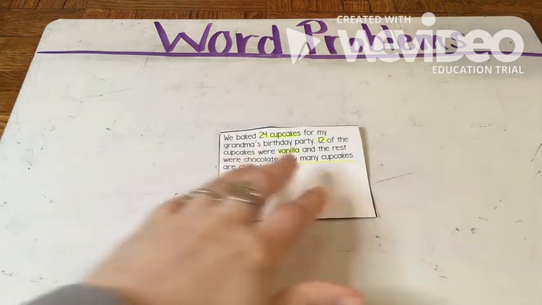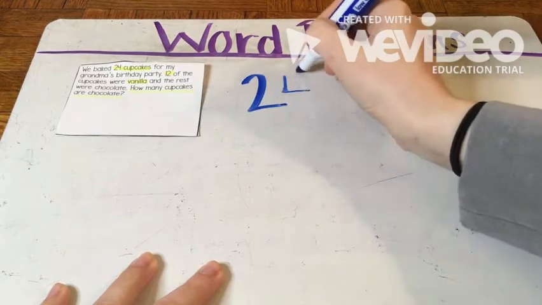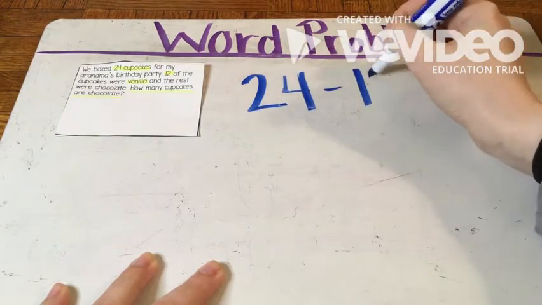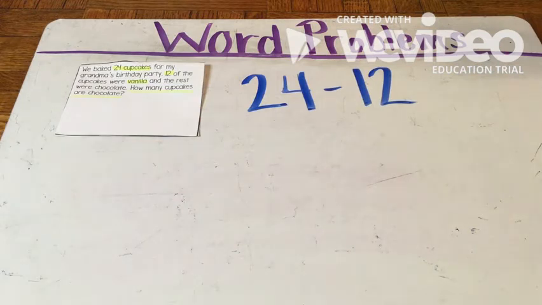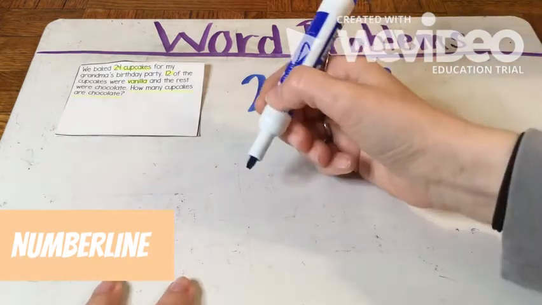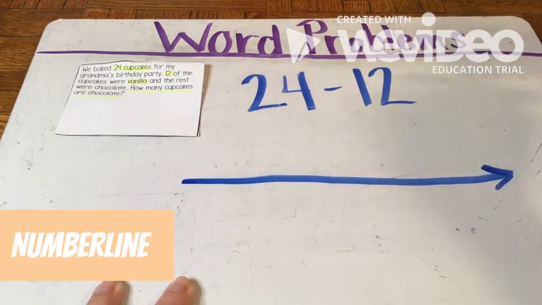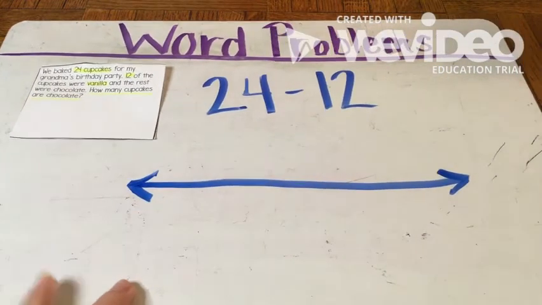So my number sentence will be 24 minus 12. And for this word problem, I'm going to use the number line strategy because the number line strategy is my favorite to use for 2-digit subtraction. And remember, for a number line, you're going to draw a line, and it's going to be an open number line, which means you do not pre-write any numbers on it. So it's just open like this.